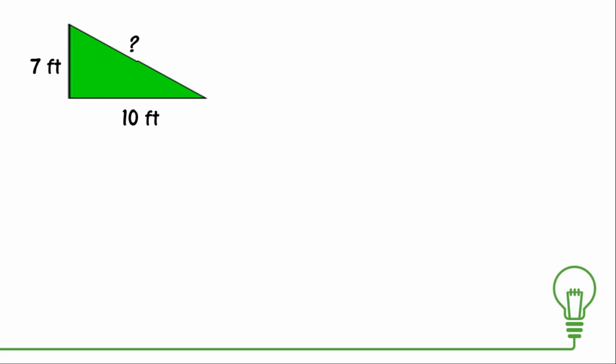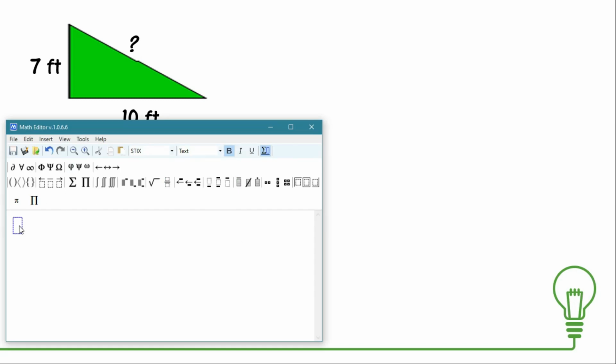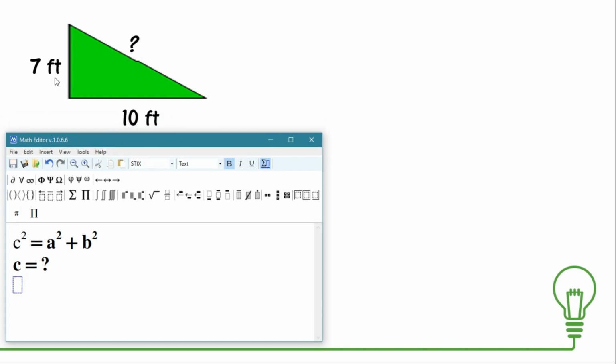So what are we going to do there? We are going to write the Pythagorean theorem, which states that the square of the hypotenuse is equivalent to the sum of the squares of the two legs. So that is c, that is our unknown. And then, you can choose whether 10 feet is a or 7 feet is a, depending upon your illustration.